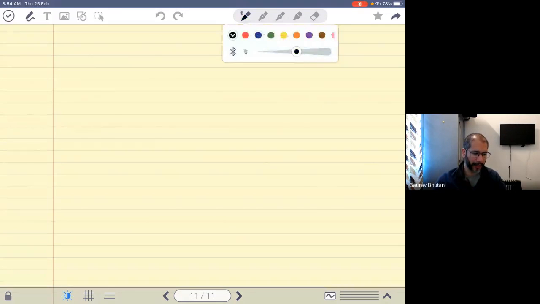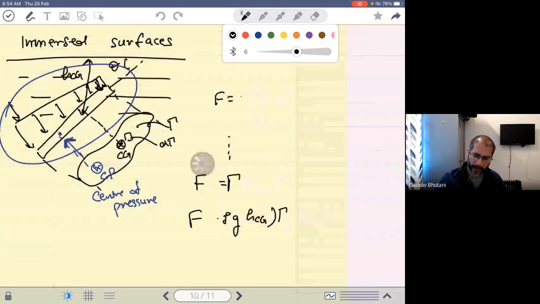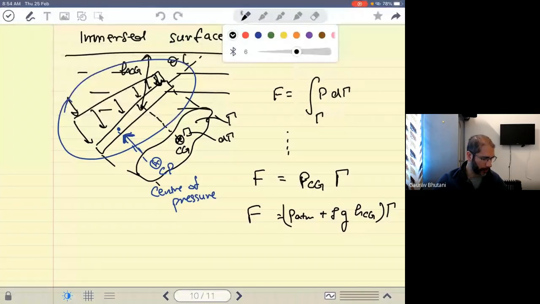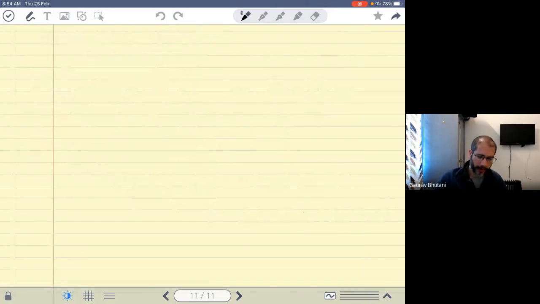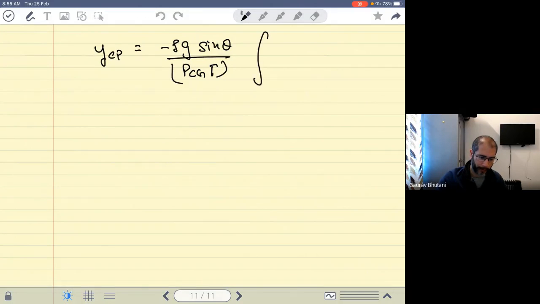It's standard mechanics. And if you were to measure the coordinates of the center of pressure from the center of gravity, so what I mean is that if your x and y coordinates were measured from the center of gravity, then the y coordinate of the center of pressure will be something like this. Okay, there's nothing complicated here.